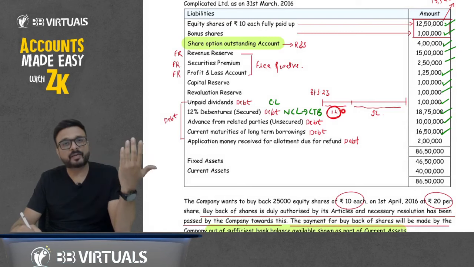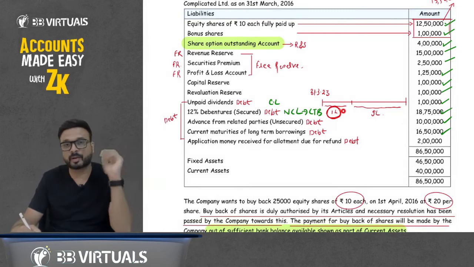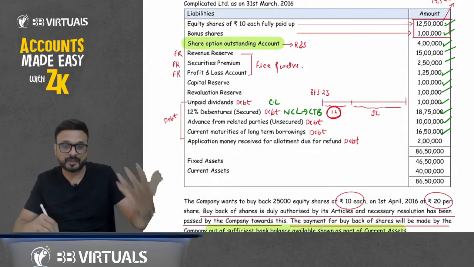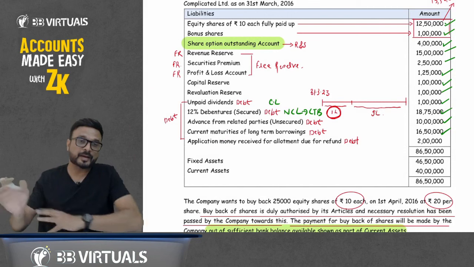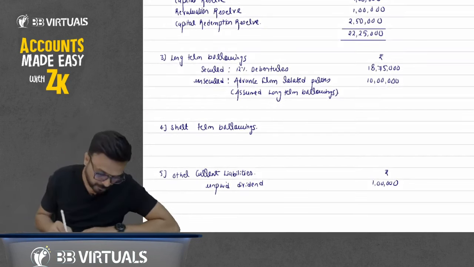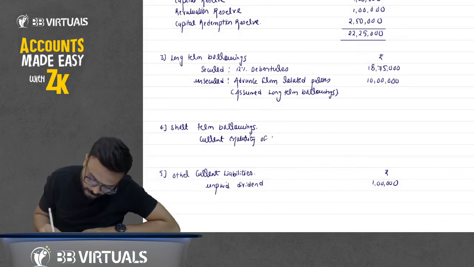So it will not be reflected under long term borrowing as per Schedule 3 under the Companies Act. If it is the current maturity of long term borrowing, it means we are liable to pay within a year. That will be reflected under short term borrowing. So write down here, current maturity of long term borrowings.